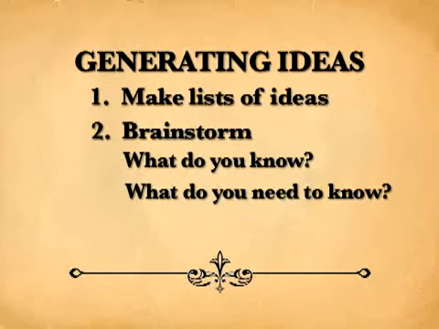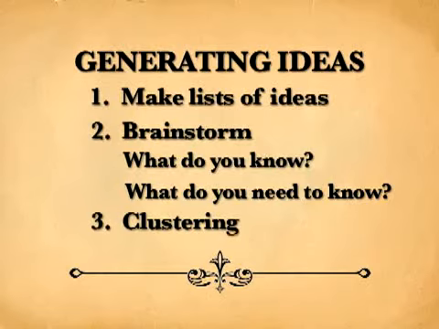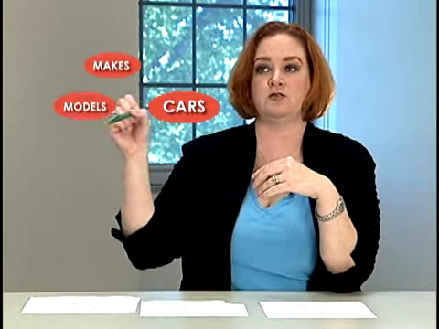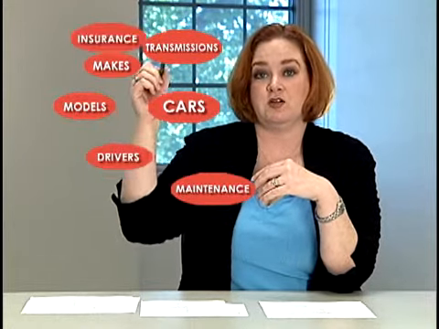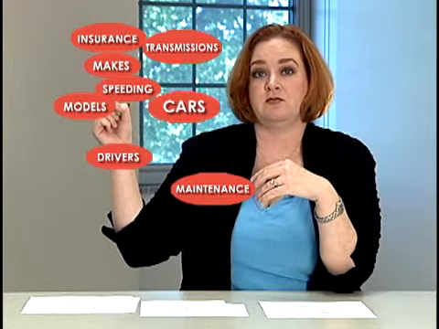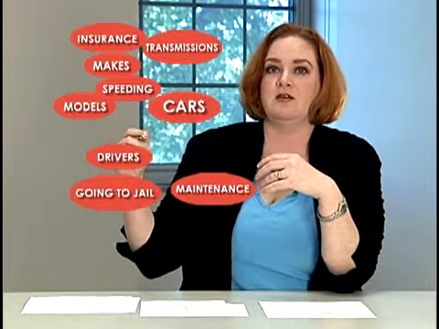Just coming up with a big cloud, basically, of everything that you might want to say or think about the topic. If you're visual, clustering can be very, very helpful. You start with one idea and put it in the center. You might say cars. Circle it. And then start thinking about everything you know about cars. Well, okay, makes, models, transmission, maintenance, drivers, insurance, speeding, going to jail for speeding.